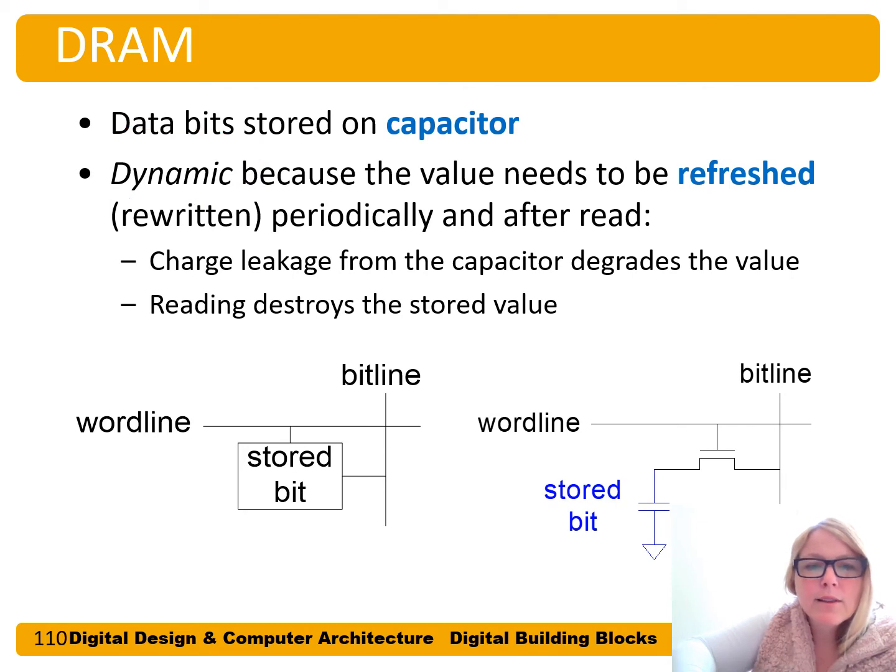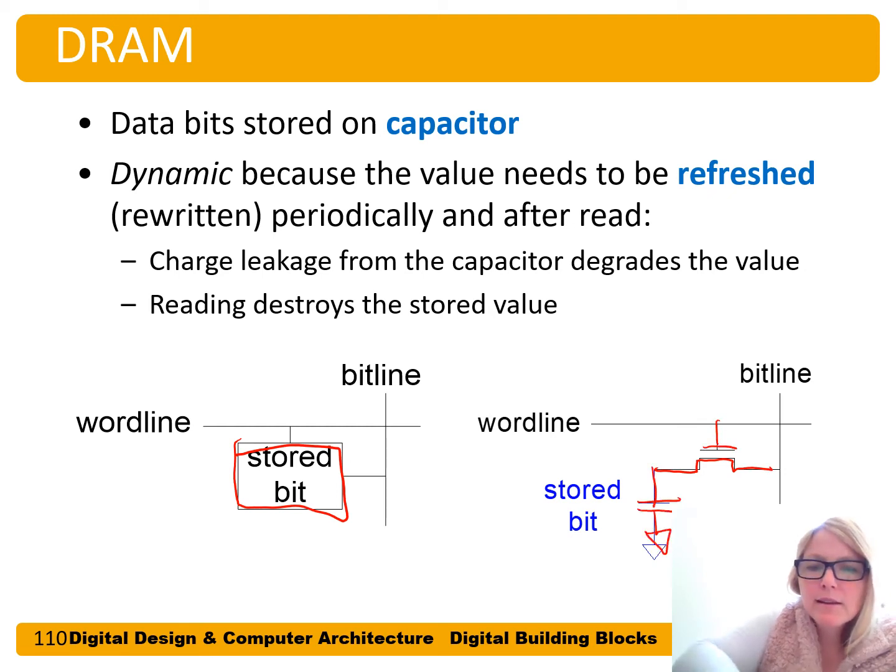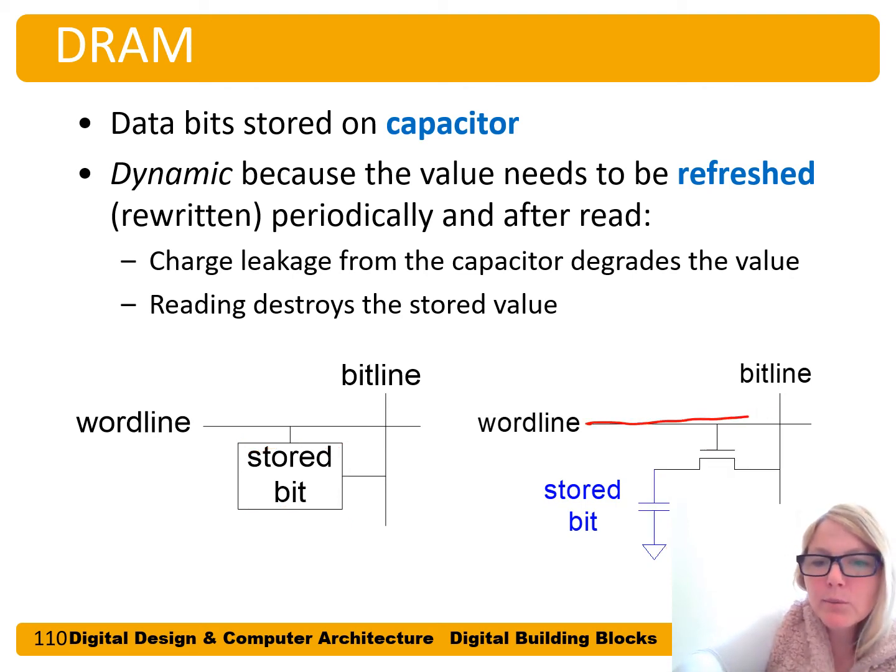And so this stored bit, we're now going to dive into what's inside that box. In DRAM, it is a transistor followed by a capacitor. If, for example, the word line is 1, this is an NMOS transistor, and so it allows current to flow. If there are charges on this capacitor, they're going to flow over to the bit line and start charging up the bit line.